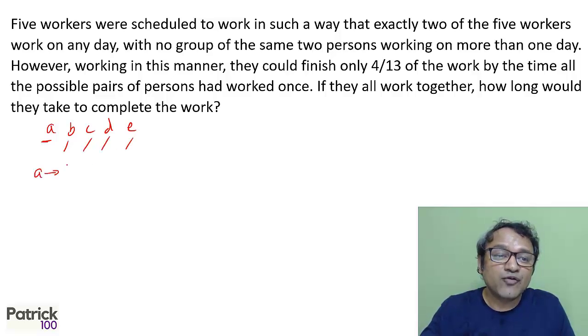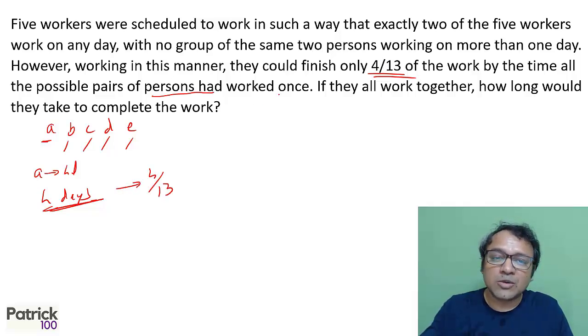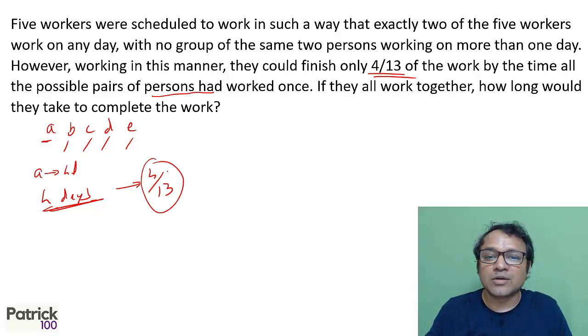So it means A will work for 4 days. Same way B, C, D, E all will work for 4 days. So if you look at when they do such work, they complete 4/13 of the work by the time all possible pairs have worked. That means each one working for 4 days completes 4/13 of the work.